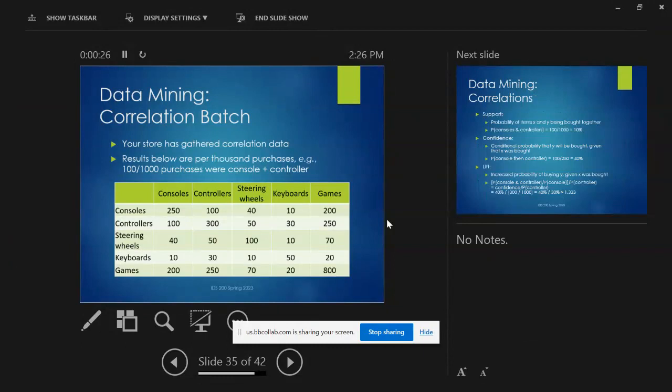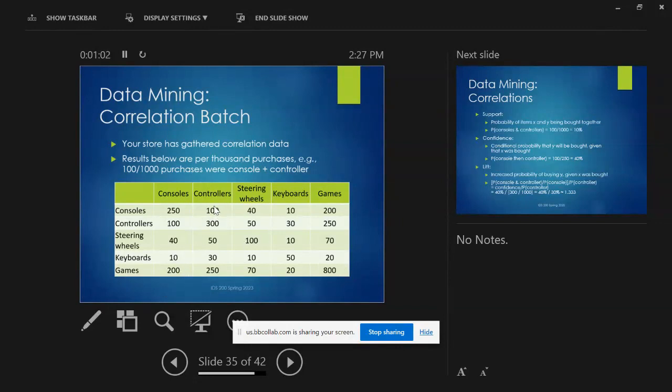And you end up with this. So all the numbers down there are for per 1,000. So the way to read this chart, the number in each cell is the intersection of the two things, the column and the row. Now, if the column and the row are the same, like in the upper left, it's consoles and consoles, that just means 250 out of 1,000, 25% of the time, somebody's coming into your store and buying a console. Likewise, the lower right, the intersection of games and games, on a typical batch of 1,000 customers, 800 of them are going to buy a game.